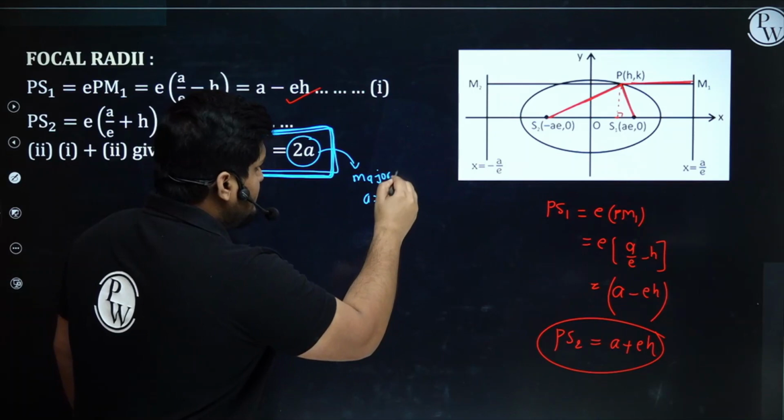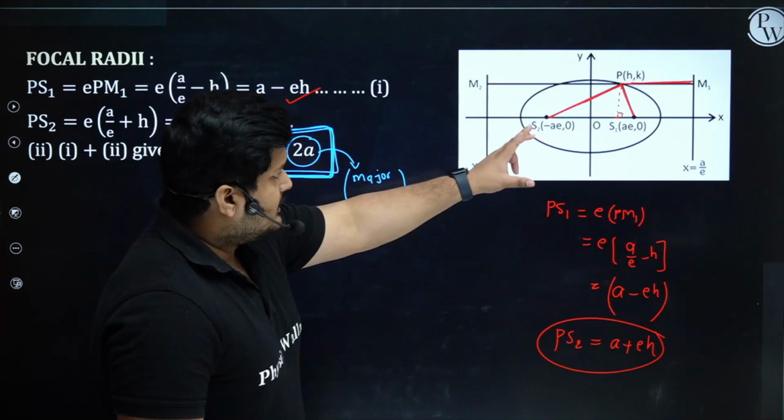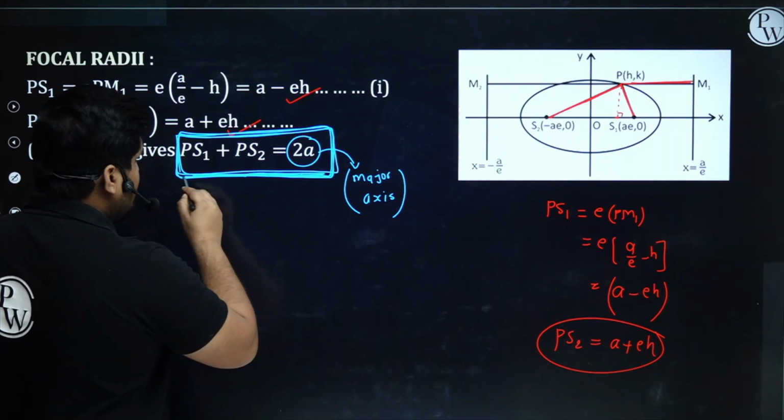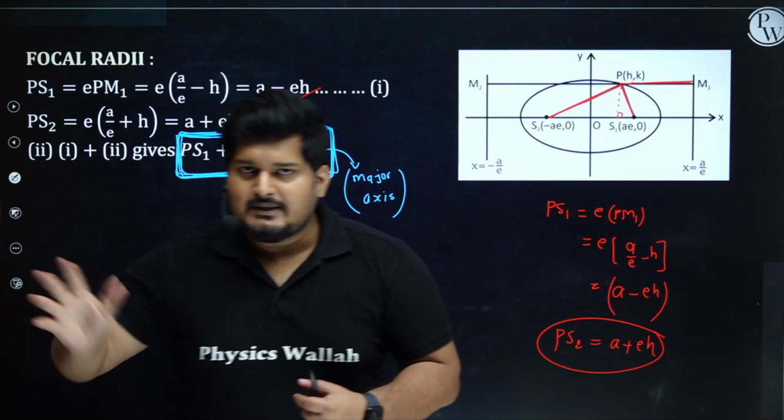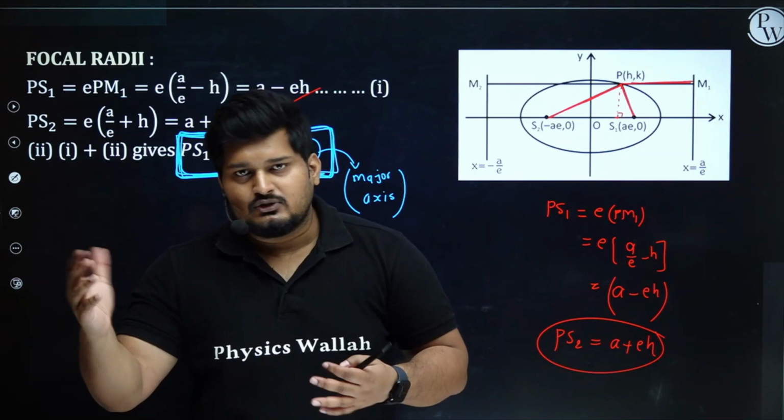This 2A is the major axis for that ellipse. So this you need to remember: PS1 plus PS2 is equal to 2A for a horizontal ellipse where A is greater than B. And this is also giving you one more definition of ellipse, right? The first definition was PS1 equal to E times PM1. The second one was distance from major axis divided by length square. And this is the third one.